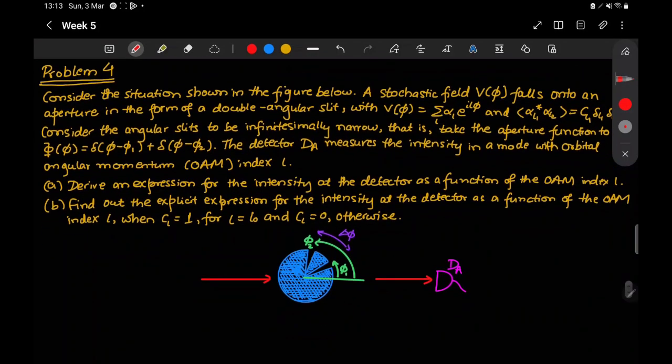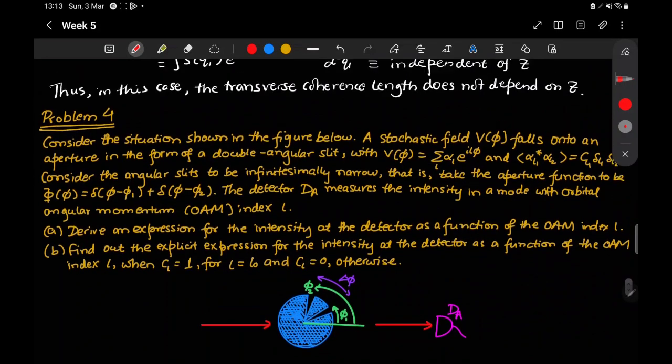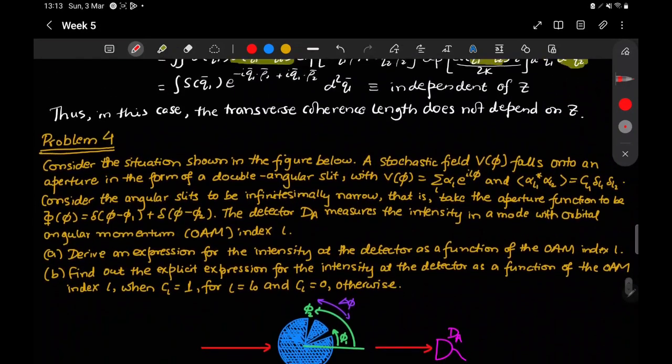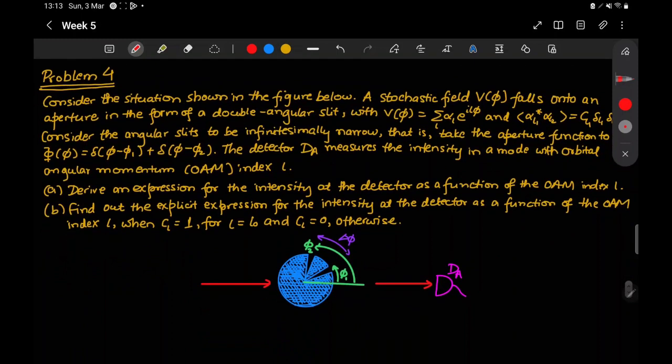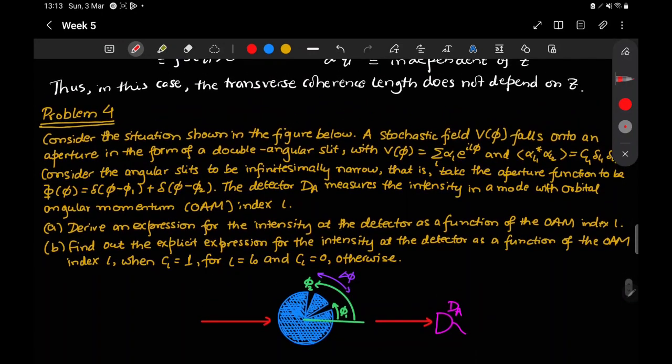Consider the situation as shown in the figure below. In this figure, we have a stochastic field V phi which falls onto an aperture in the form of a double angular slit, one slit at angle phi 1, another slit at angle phi 2. The expression for V phi is given. Then we consider that these angular slits are infinitesimally narrow, so they do not have any width. That is, take the aperture function to be the following, which is a sum of two delta functions.